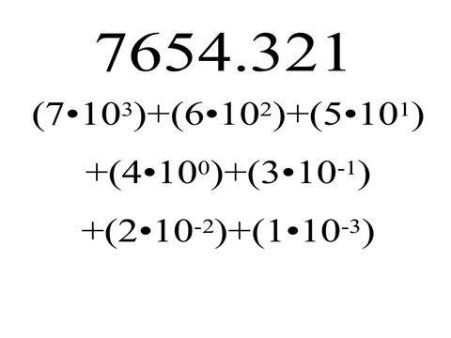Here's a number, 7,654 and 321 thousandths. Well, we can use our powers of 10 to write this number in what's known as expanded form, shown here. We have 7 times 10 to the third for the 7 in the thousands place, 6 times 10 to the second to represent the 6 in the hundreds place, 5 times 10 to the first to represent the 5 in the tens place, 4 times 10 to the 0 to represent the 4 in the ones place, and then 3 times 10 to the negative first for the 3 in the tenths place, 2 times 10 to the negative second for the 2 in the hundredths place, and 1 times 10 to the negative third for the 1 in the thousandths place.